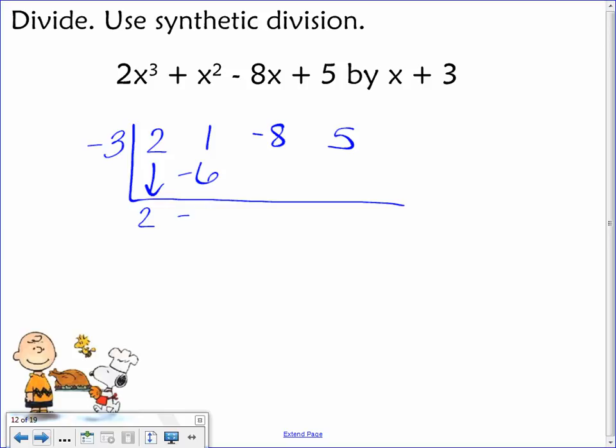Add. Negative 5. Multiply. It's 15. Add. 7. Multiply. Negative 21. Add. Negative 16. We started x cubed, so this one is x squared minus 5x plus 7. I got a number left. Must be my remainder. Yeah, that's way faster.